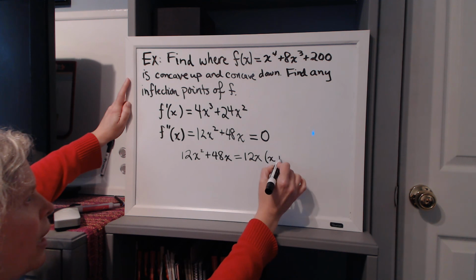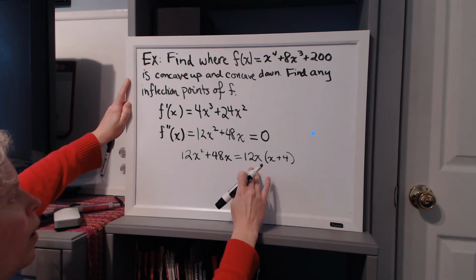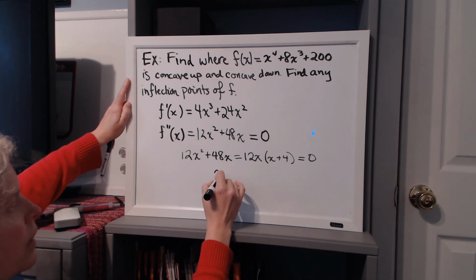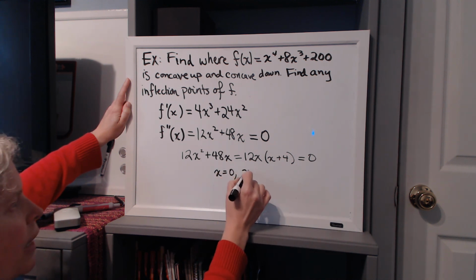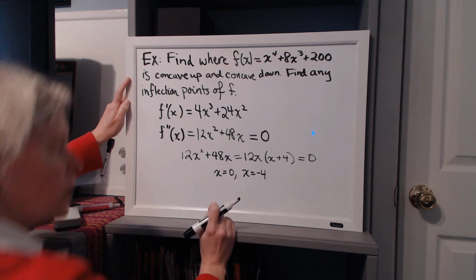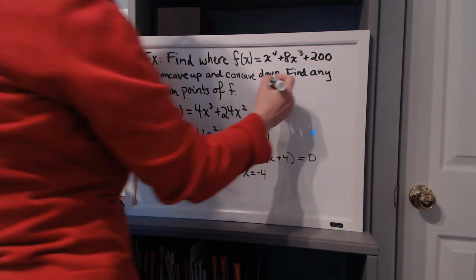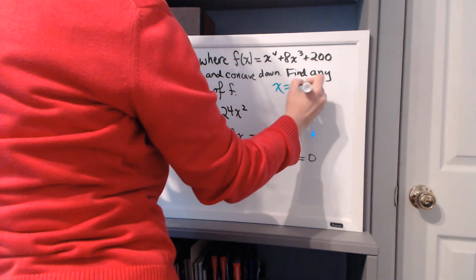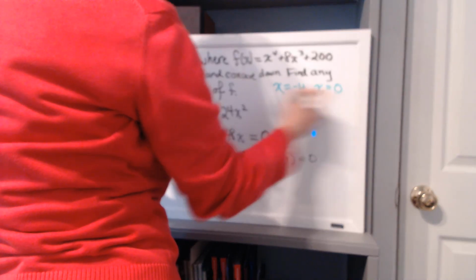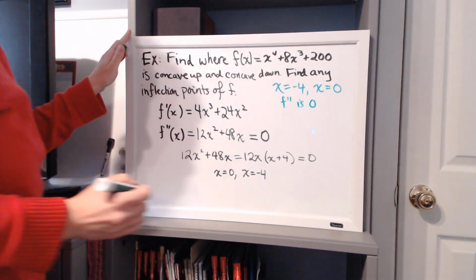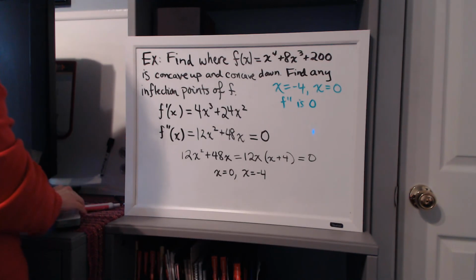That's going to leave us with x plus 4. So we have 12x times x plus 4 equals 0. So that gives us x equals 0 and x equals negative 4 as points where the second derivative is 0. So I'm going to record those values, x equals negative 4 and x equals 0, where f double prime is 0. And then I'm going to erase so that we can continue.